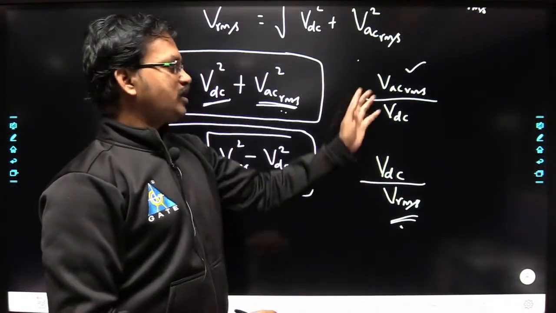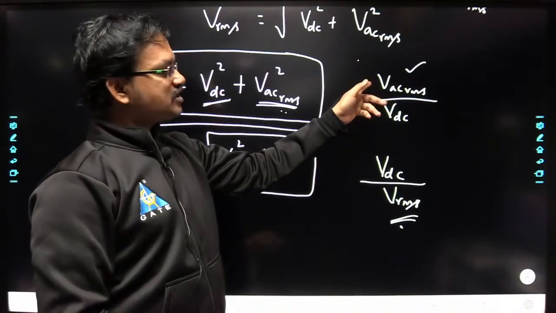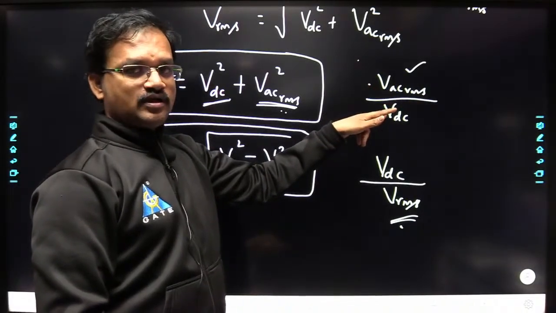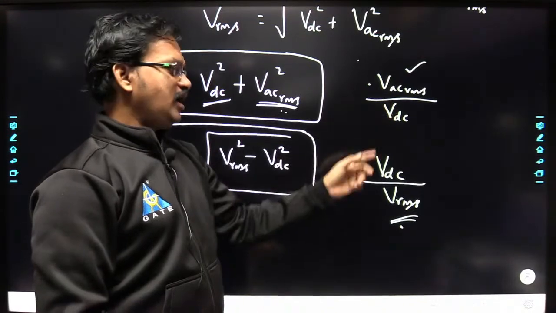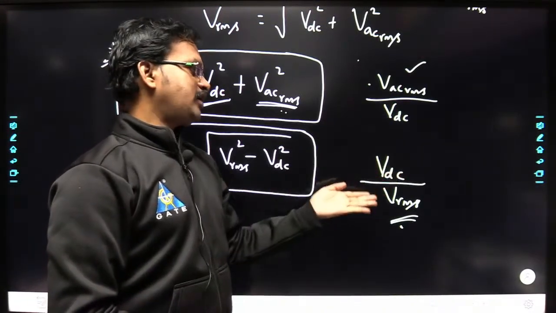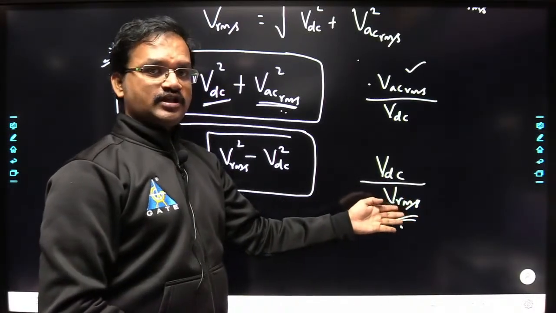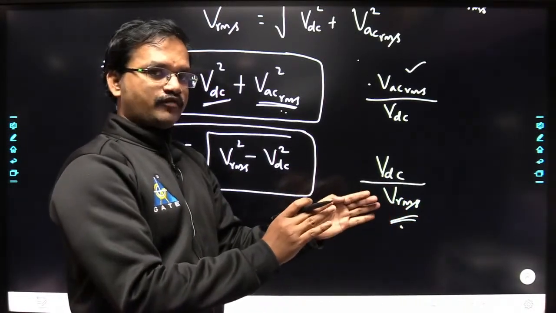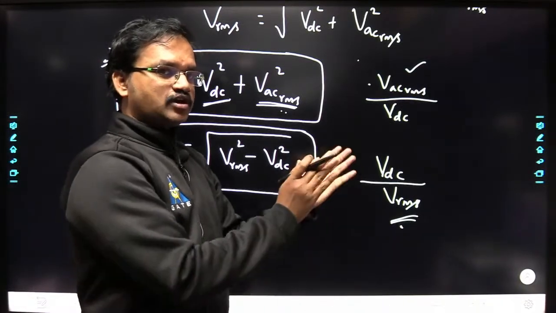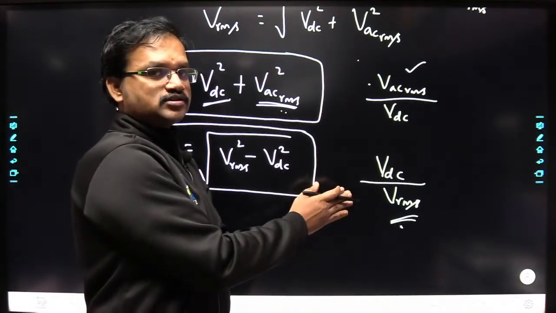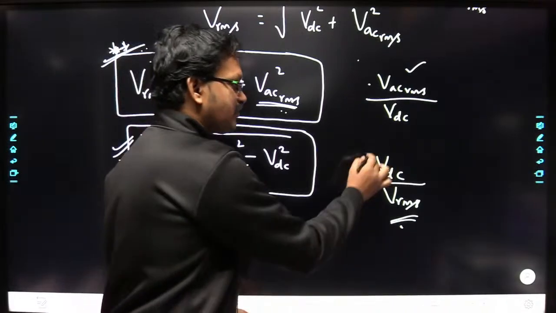Here you are comparing AC with respect to DC. Here you are comparing the DC component with respect to the total signal. That means within the total signal, what fraction of the DC component is present? That is given by this ratio.